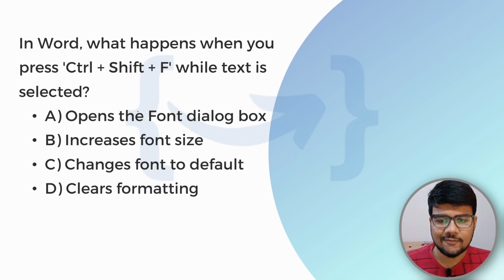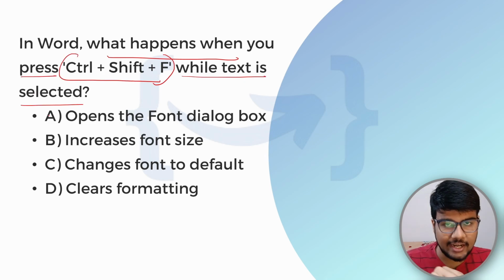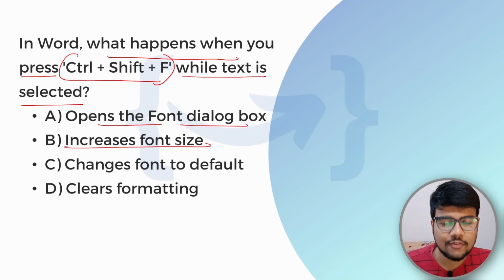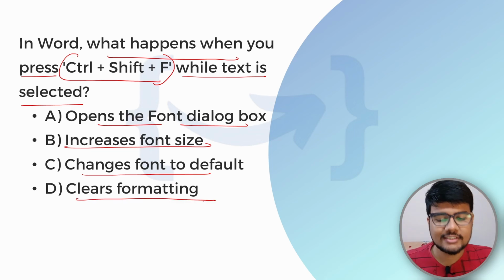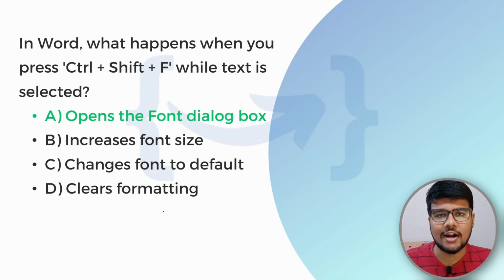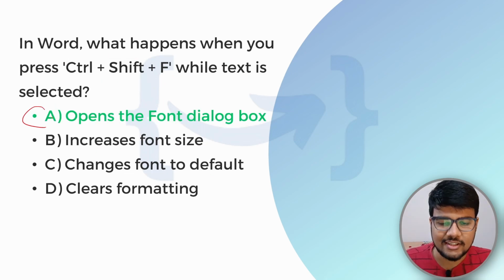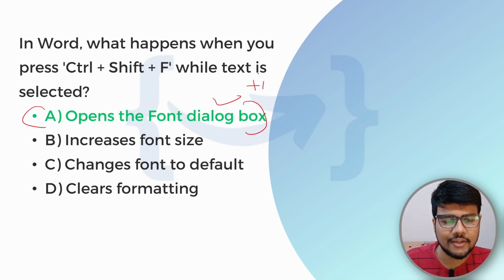In Word, what happens when you press Ctrl Shift F while text is selected? Open the font dialog box, increase the font size, change font to default, or clear formatting. I know that this question is repeated and you have marked the A option, and the A option is the right option. So plus 1 mark if you have marked this question right. It opens the font dialog box if you press Ctrl Shift F while text is selected.